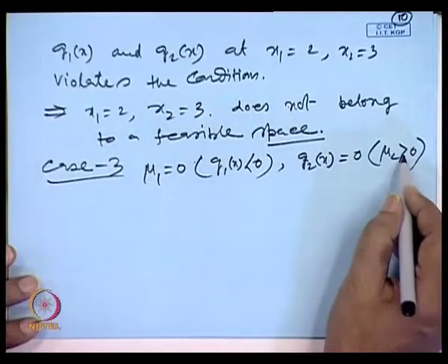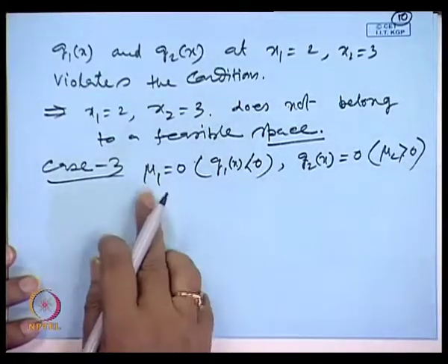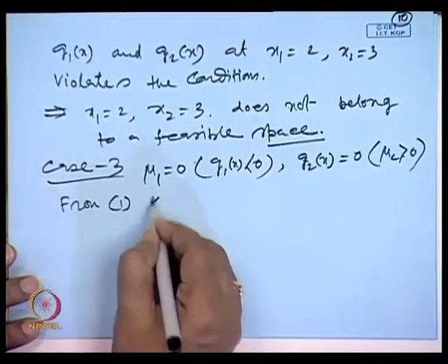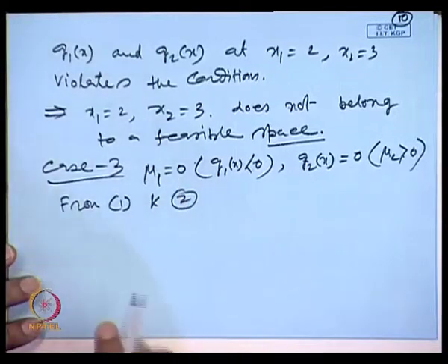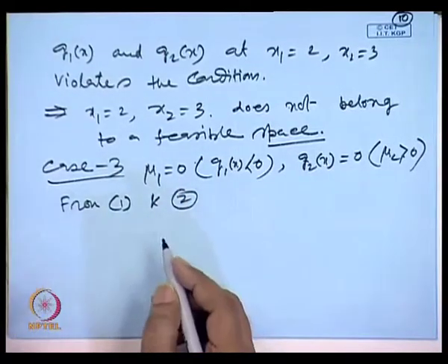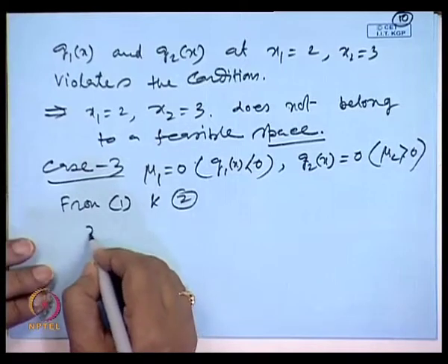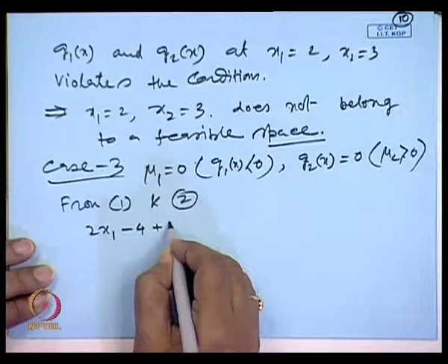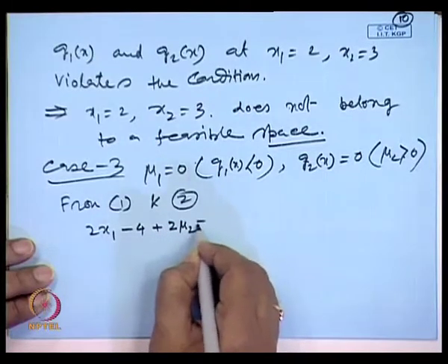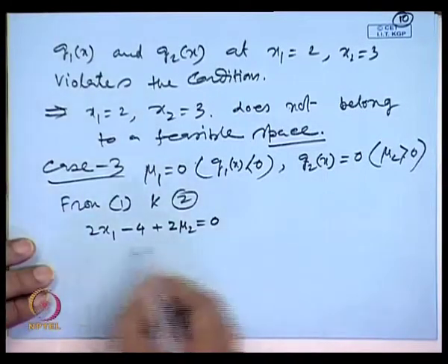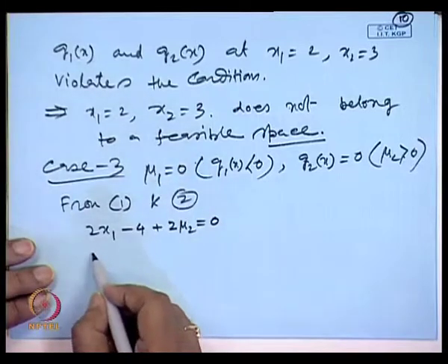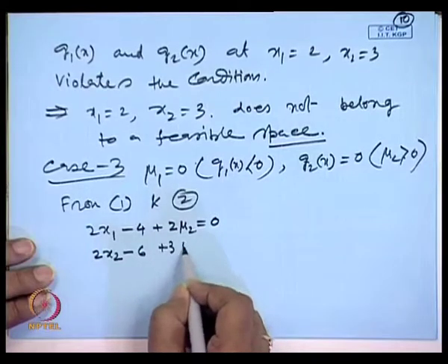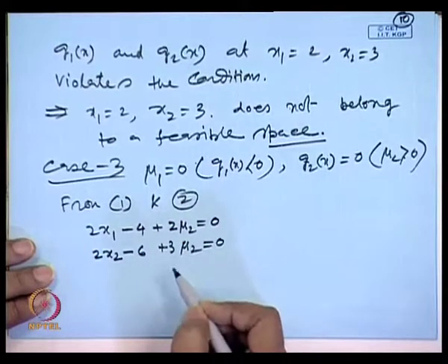Greater than or equal to 0. So, let us see this one, mu 1 is 0. From equations 1 and 2, I will put mu 1 is 0 in this. Once again, I will get 2 x 1 minus 4 plus 2 mu 2 is equal to 0, from equation 1, putting mu 1 is 0. From equation 2, 2 x 2 minus 6 plus 3 mu 2 is equal to 0, I will get.